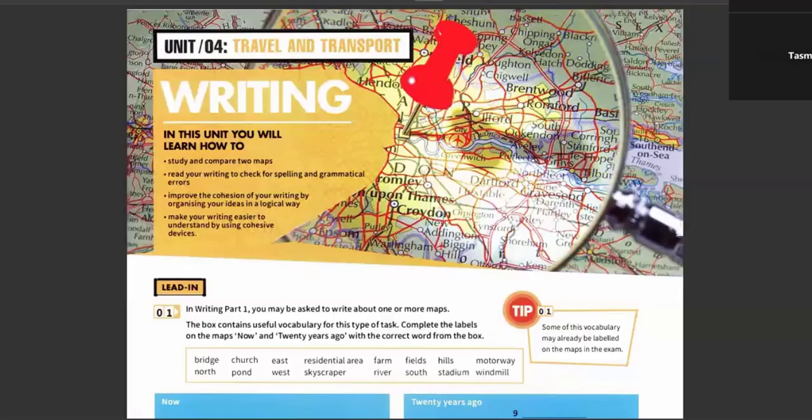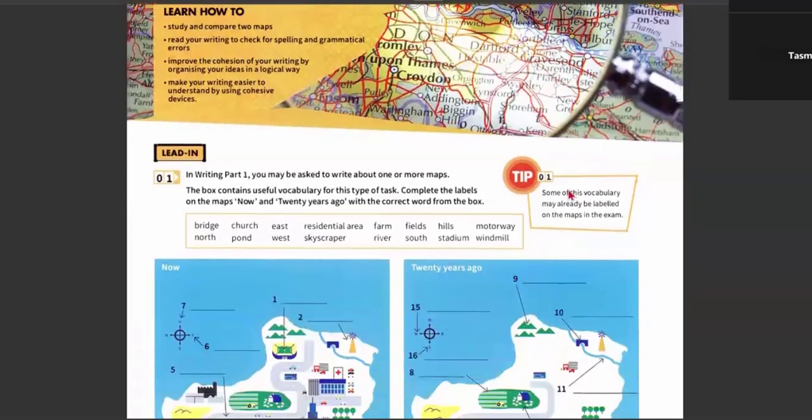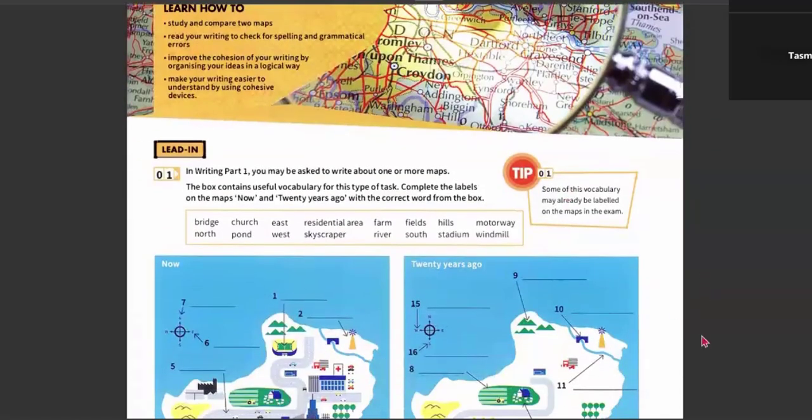Lastly, we will learn how to make your writing easier to understand by using cohesive devices. So first, we will look at whether the writing that you're writing is cohesive or not, whether it's going well with one another or not. And lastly, we will also use some devices, not technological devices, but some terms that will make your writing very smooth and easygoing. Okay, so that is what we will be seeing in this unit. So let's see the first activity that is given here.